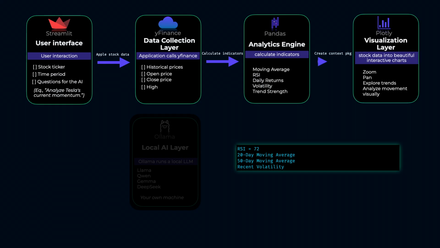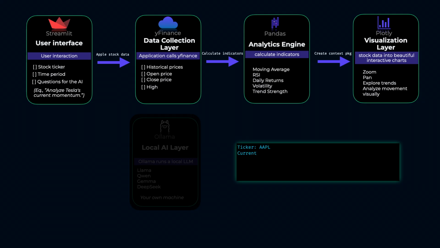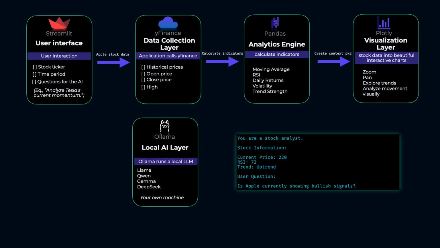In step 3, the application creates a context package, something like: ticker, which is the stock name, is Apple, current price trading is 220, RSI is 72, and so on. In step 4, the user question is added, is Apple currently showing bullish signals, which is our earlier question. Everything gets combined into a prompt, something like: you are a stock analyst, stock information, current price is this, RSI trend is uptrend, user question is is Apple currently showing bullish signals?